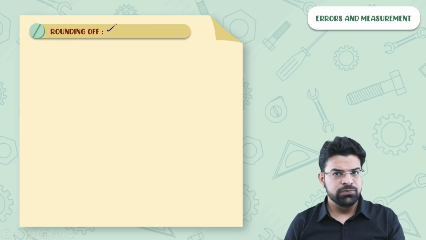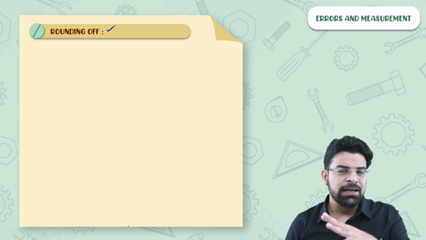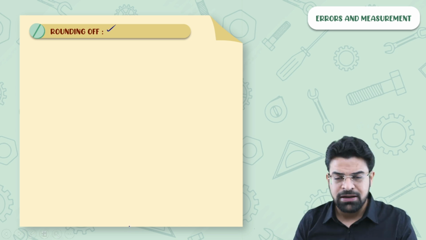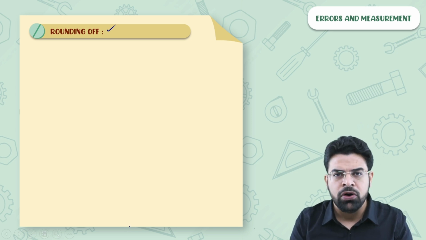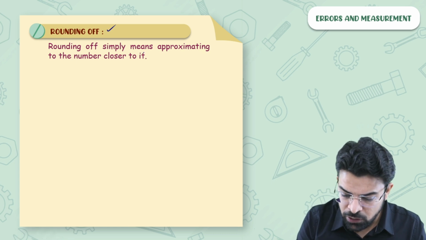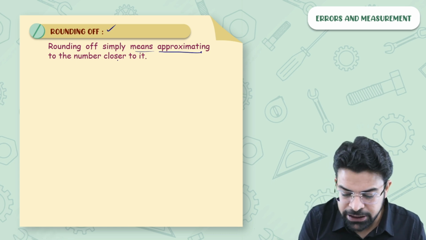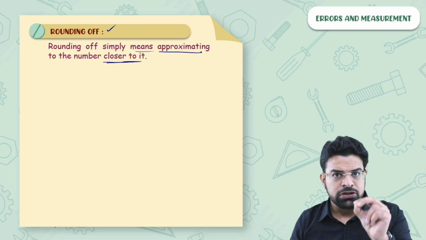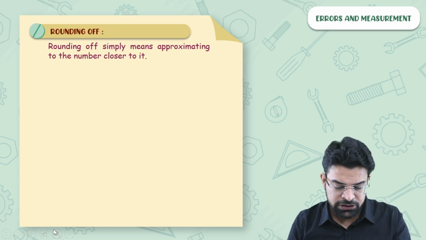Rounding off. I know that you have learned rounding off, I think first time in class 6th or 7th. It's a really easy topic. But let's see it once before we move on to the next heading. Rounding off simply means approximating the number to the closer one. What is the meaning? Let's see.